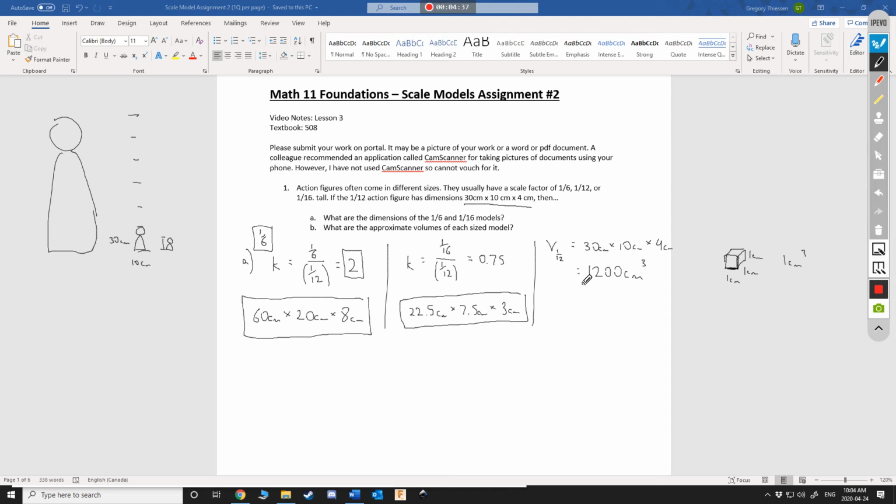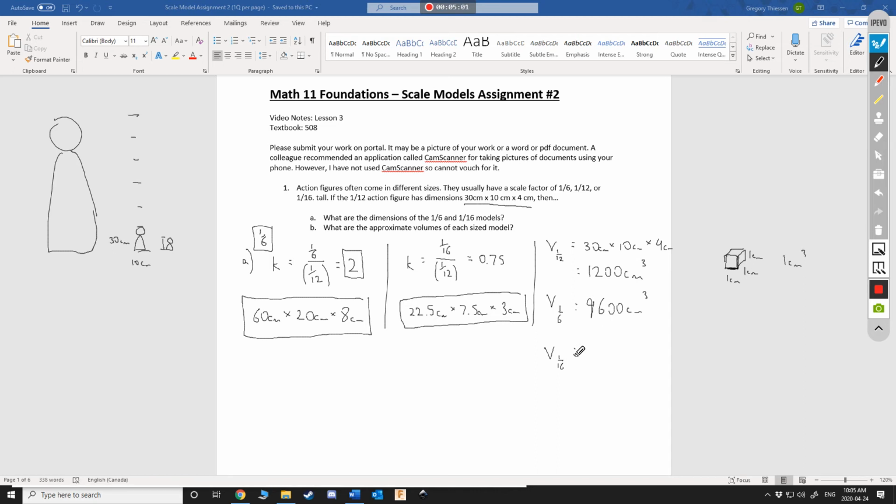Now for the 1/6 volume, we do the same thing. We multiply 60 by 20 by 8, and we get 9,600 centimeters cubed. And for the 1/16 model, we're going to go 22.5 times 7.5 times 3.